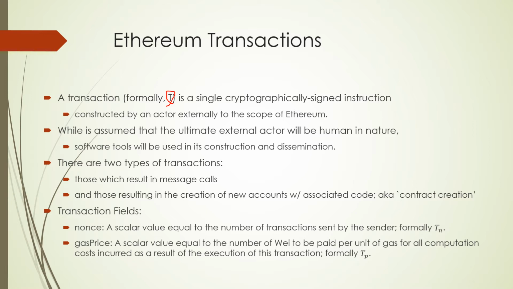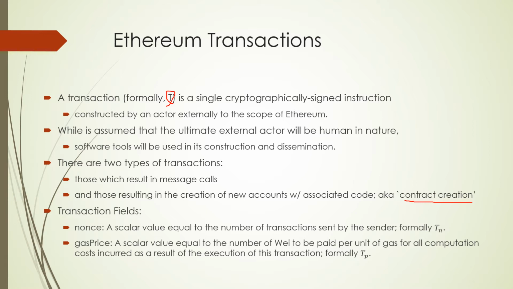There are two main types of transactions. One type is basically the ones that result in message calls that are created and exchanged between existing accounts, or those resulting in creation of new accounts with associated codes. We call those transactions contract creation because they create new contracts, and or they create new accounts that have EVM code in them.